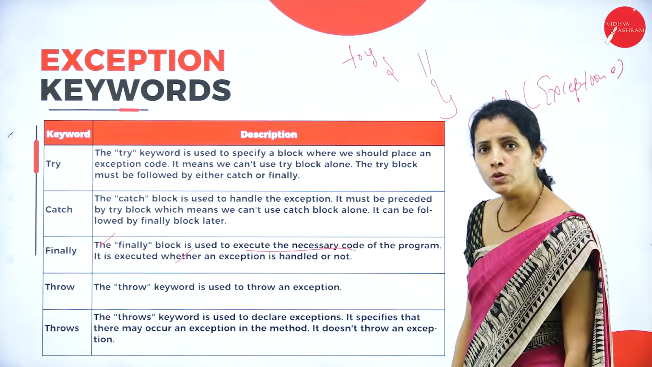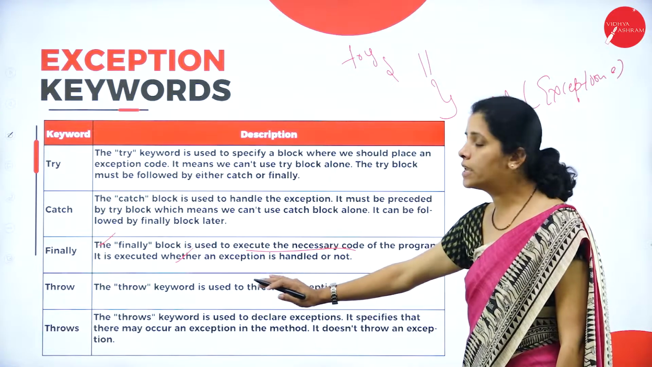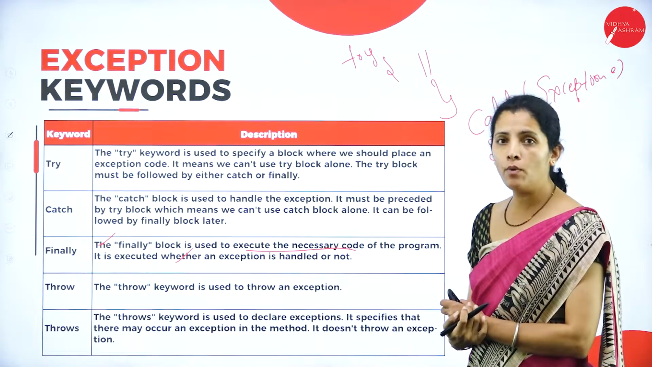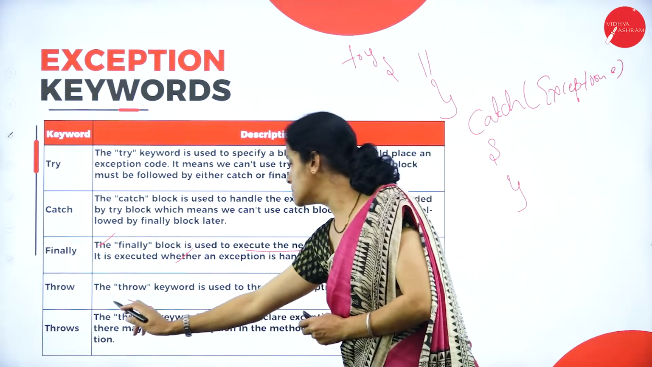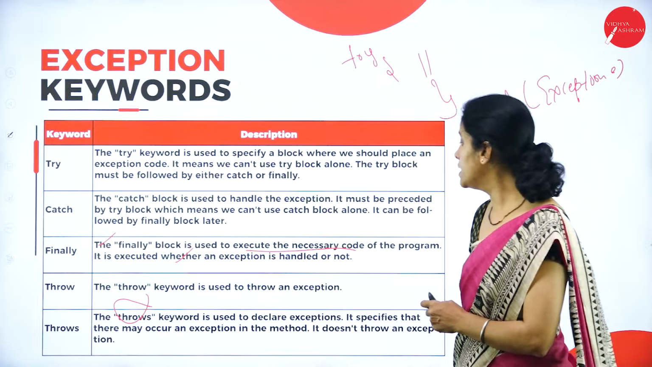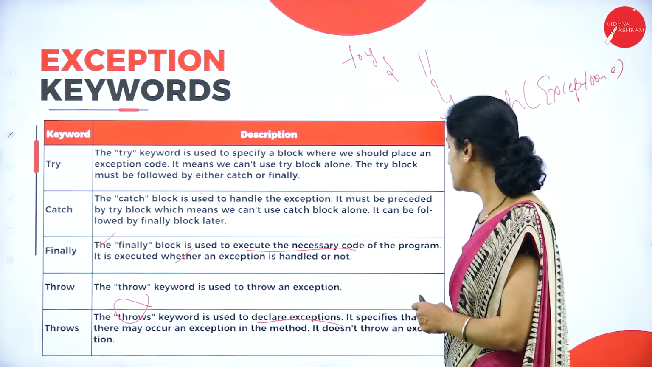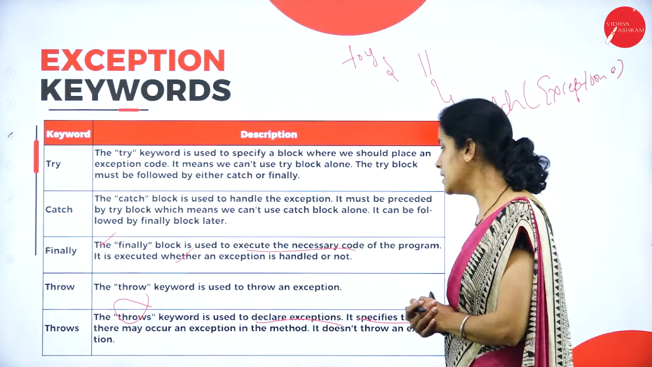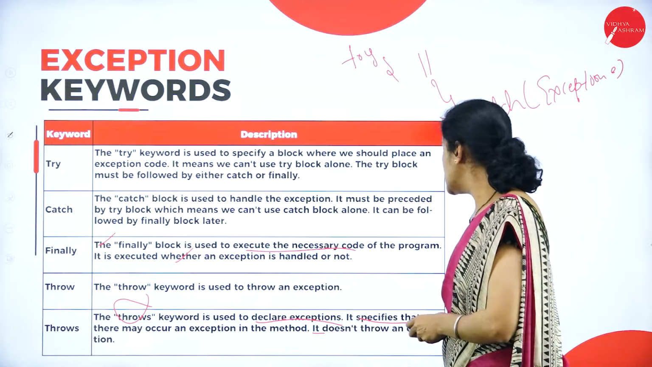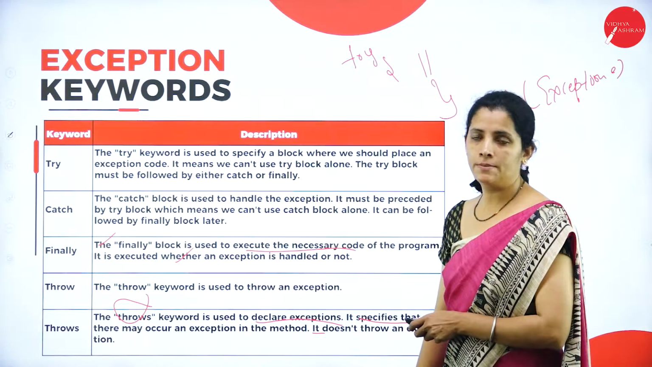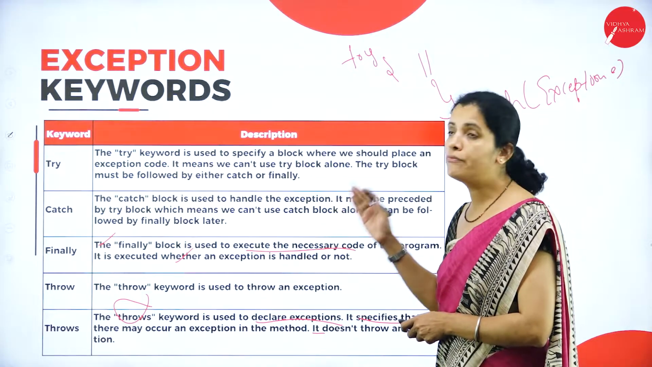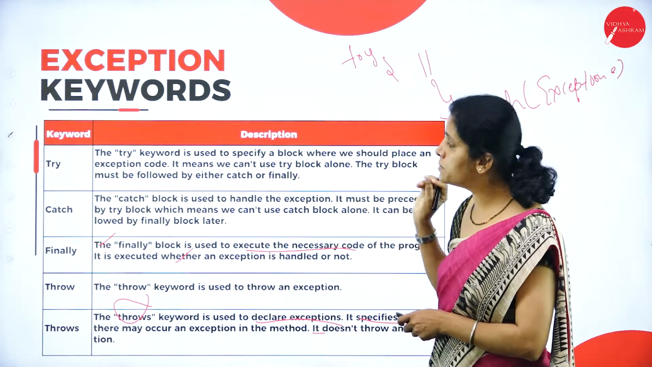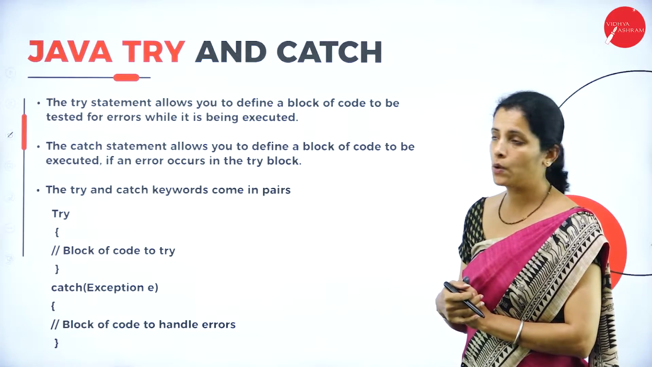Then throw. So what is this? This throw keyword is used to throw an exception. Then what about throws? So throws is a keyword used to declare an exception, and it specifies that there may occur an exception in the method. It does not throw an exception. So dear student, these are the 5 keywords most commonly and most frequently used in the Java programming language.